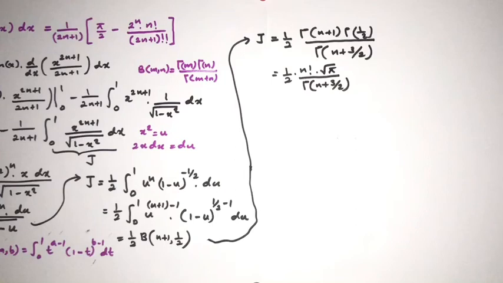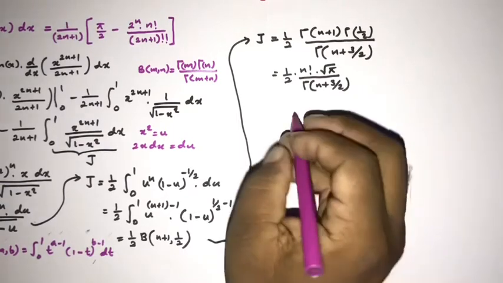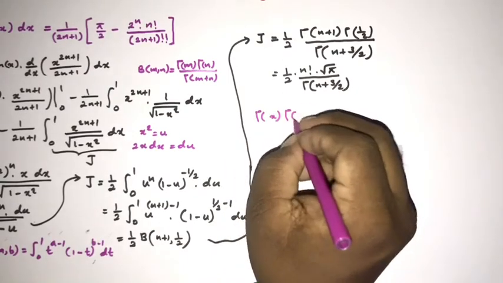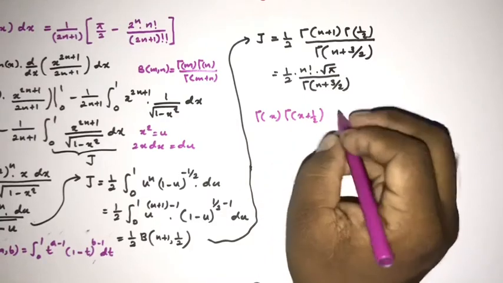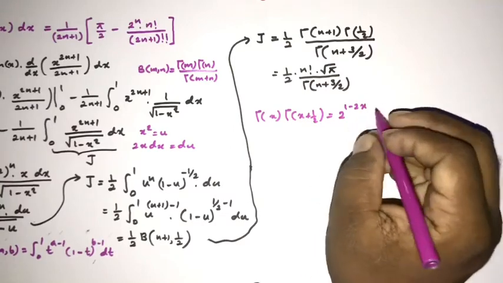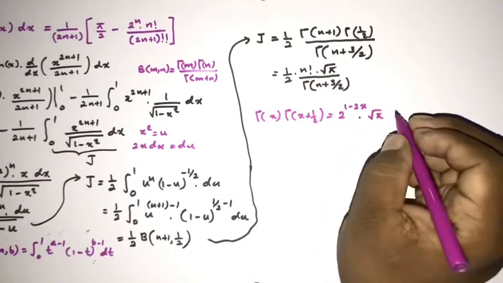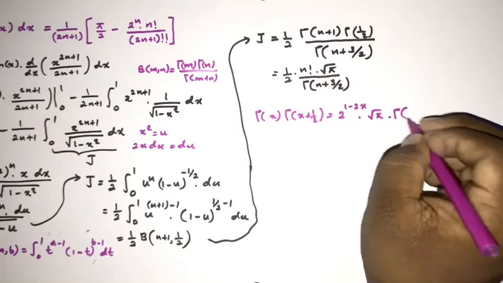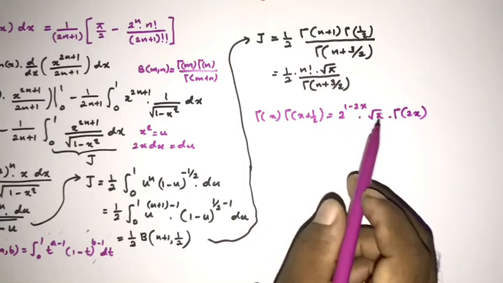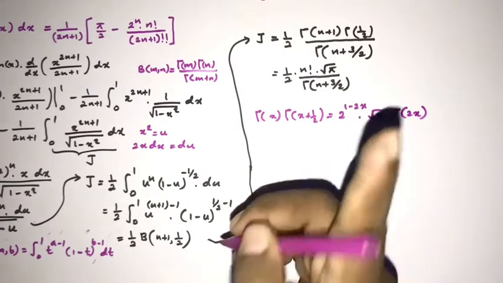Now how to remove this gamma of n plus 3 over 2? Well, we know Legendre's duplication formula. So this is the formula: gamma of x times gamma of x plus 1/2 is equal to 2 raised to the 1 minus 2 times x times square root of pi times gamma of 2 times x. In a previous video I proved this formula. I will add the link in the description and also make a card.